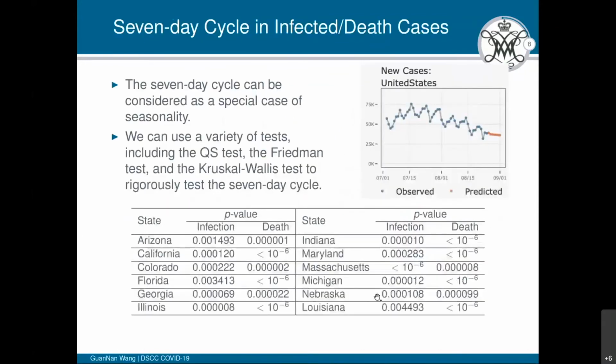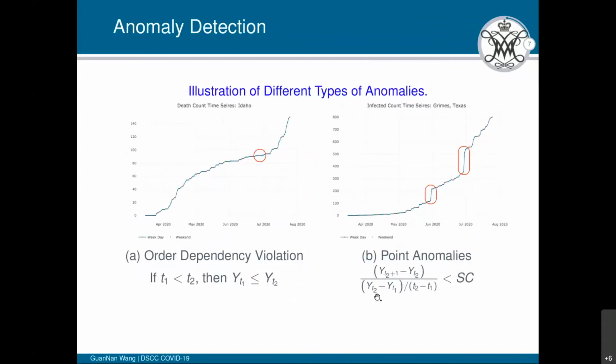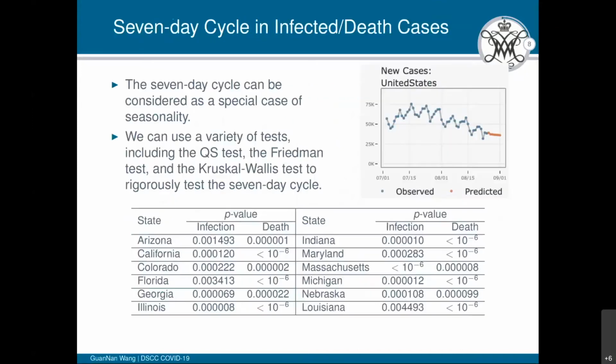The anomalies can be caused by a number of factors, such as the release of a large batch of tests and the change of reporting standard, as we just discussed, whether we include the probable cases or not. And besides those anomalies, we also have some other interesting findings in the epidemic data.